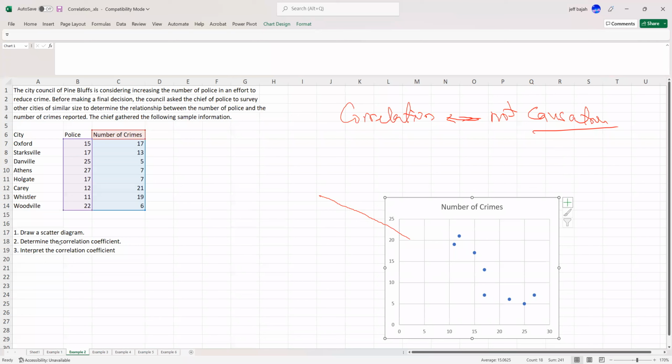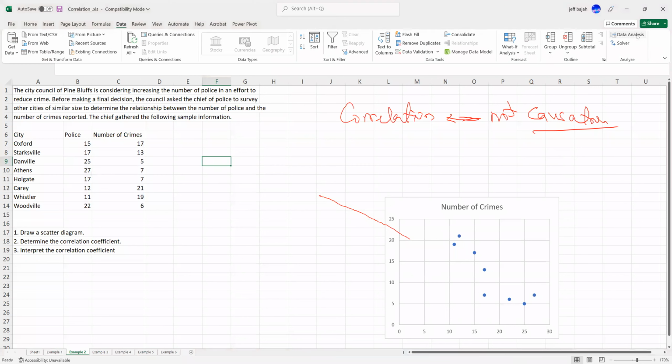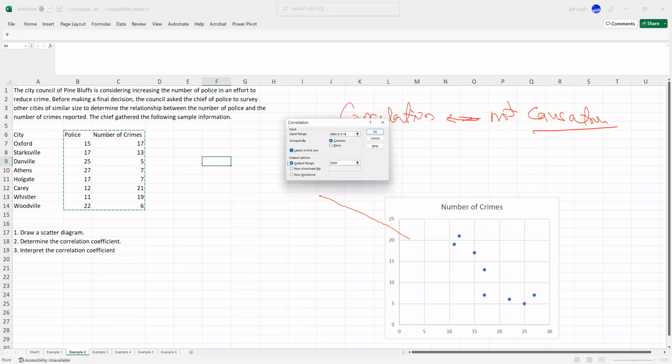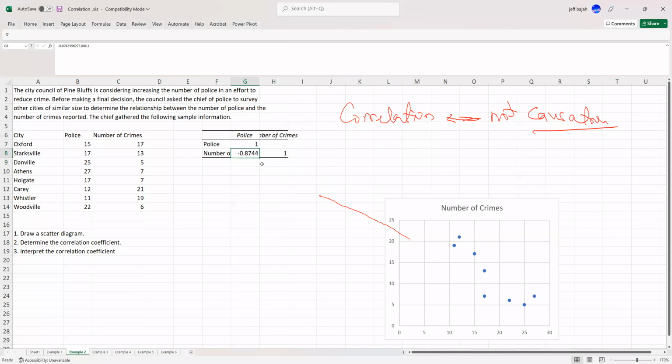So to find the correlation coefficient, we're going to do the same thing. We're going to go to Data, then Data Analysis, and once we do that, we're going to select Correlation. We're going to go ahead and select these values, select where the result should be, say here, and press OK. See that? That's a very strong relationship.